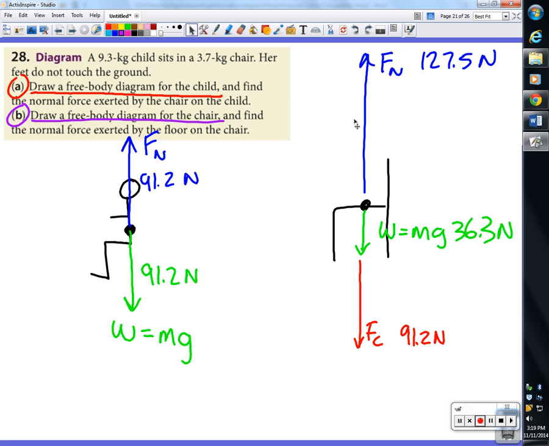Right? Normal force is perpendicular to the surface. In the case of the kid sitting in the chair, the surface is the chair, but in the case of the chair sitting on the floor, the surface is the floor. In one case, it exactly balances gravity. In the other case, it doesn't.